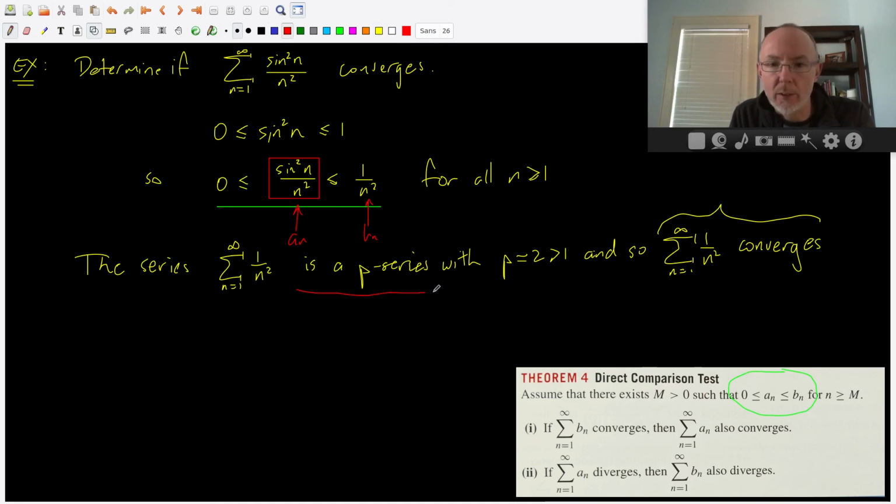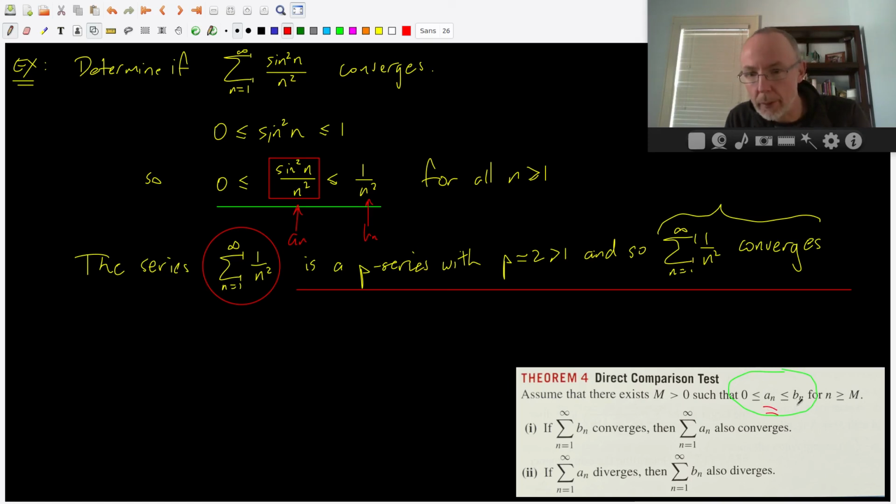So what I've done here is build a comparison. I've built this inequality, and this inequality says the terms I'm adding up are always smaller than the terms that I have in the series 1 over n squared. But I know that the series where I get the sum of 1 over n squared converges because it's a p series and p is bigger than 1. And so it must be convergent. So the a's are smaller than the b's, right? The sine squared n over n squared terms are less than or equal to 1 over n squared. And this comparison series converges, and so therefore the original series must also.